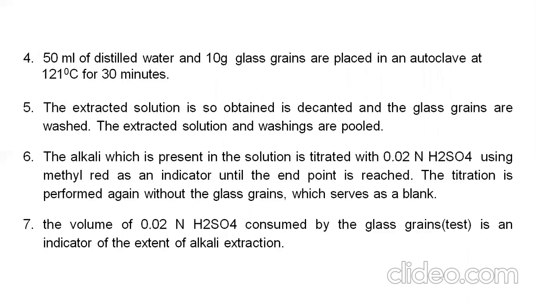50 ml of distilled water and 10 grams of glass grains are placed in an autoclave at 121 degrees Celsius for 30 minutes. The extracted solution so obtained is decanted and the glass grains are washed. The extracted solution and washings are pooled. The alkali present in the solution is titrated with 0.02 normal H2SO4 using methyl red as an indicator until the endpoint is reached.